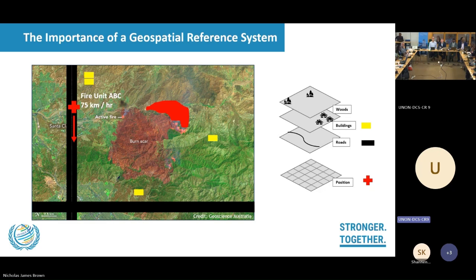And then on the left-hand side, you can see the red cross. That could be a fire unit, so a fire truck or something related to the fire brigade. And that's traveling at 75 kilometers an hour on that road. And you can see the location of the buildings in yellow. And you can start to see that if you are a fire controller, this gives you information to make decisions in real time about an active fire front. So you can make informed decisions and guide people how to move safely or guide the fire brigade as to where they need to be to try and attack the fire.